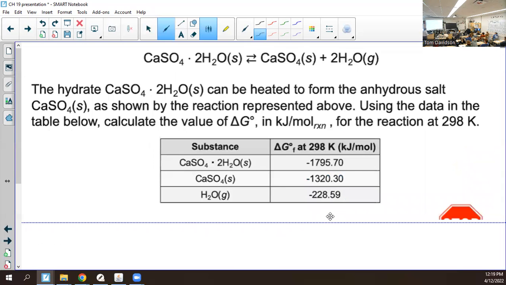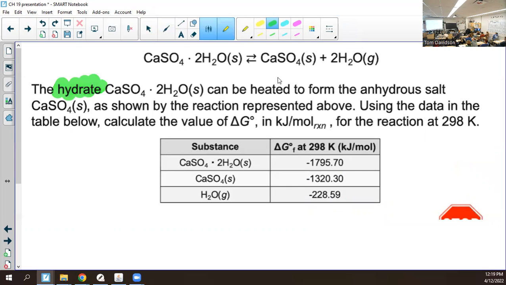Okay, here we go. The hydrate of that can be heated. What if you read a question and you're like, I don't know what it means by a hydrate and anhydrous? Should you skip it? No, it doesn't matter. Okay, hydrate means it has water like stuck to it. That's what that dot means.